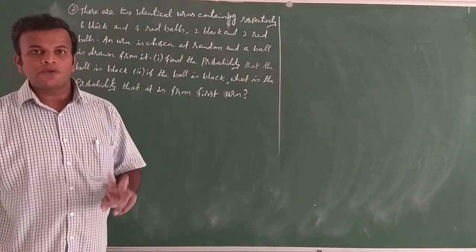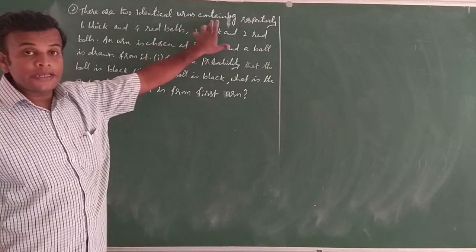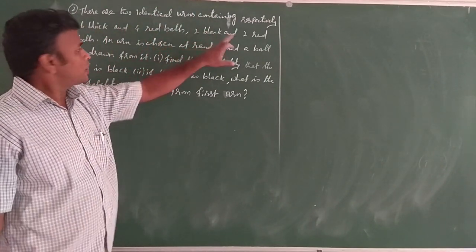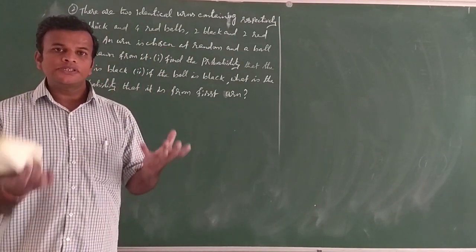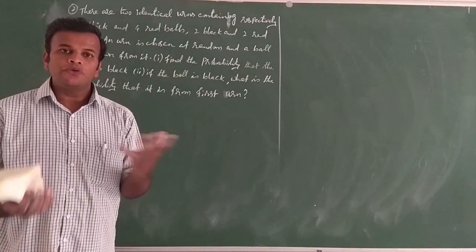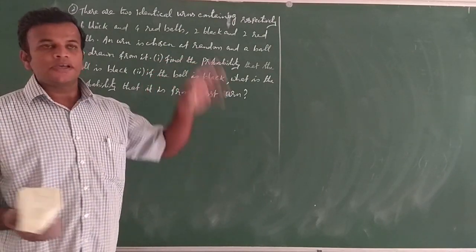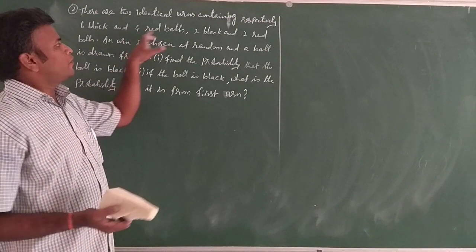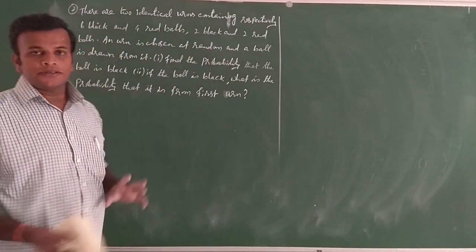Now we move to the second one. You see the question. There are two identical urns containing respectively 6 black and 4 red balls, and 2 black and 2 red balls. An urn means one kind of vessel, so there are 2 vessels. Both are identical vessels, identical meaning there is no difference between these 2 vessels. Balls are put in the vessel, that is the urn. In the first urn, 6 black and 4 red balls are there. In the second urn, 2 black and 2 red balls are there.